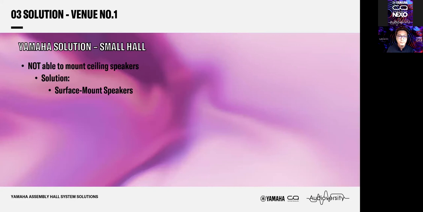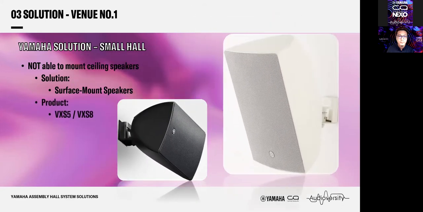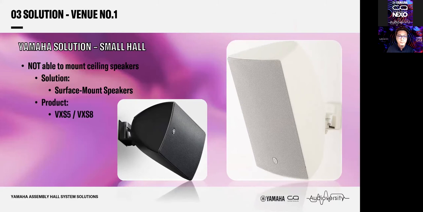You can mount the surface mount speakers on the sides of the venue, on the left and right side of the wall. And for Yamaha, we have the VXS5 and VXS8. This is the VXS series commonly used widely within our projects. It comes with a mounting bracket where you can mount it horizontally and vertically. So very pretty speakers, aesthetically nice and pleasing to the customer.